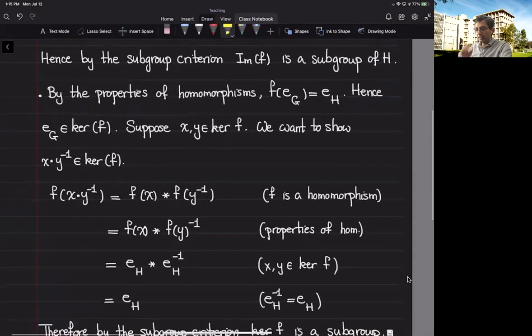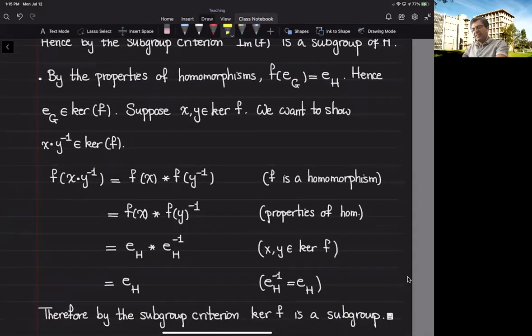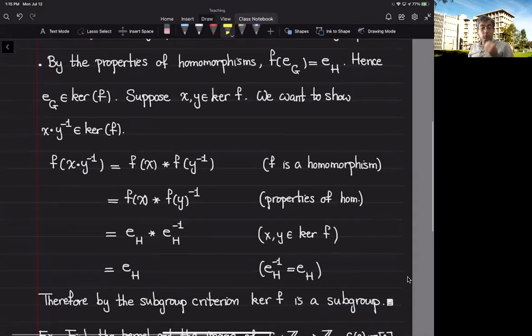Now let's see why the kernel is a subgroup. Again, I want to show the kernel of f is not empty. We have already discussed that f of the neutral element is the neutral element of the codomain, which means the neutral element of G is sent to the neutral element of H. By definition, that means e sub G belongs to the kernel of f. Remember, the kernel of f gives us all the elements that are sent to the neutral element of the codomain, e sub H.